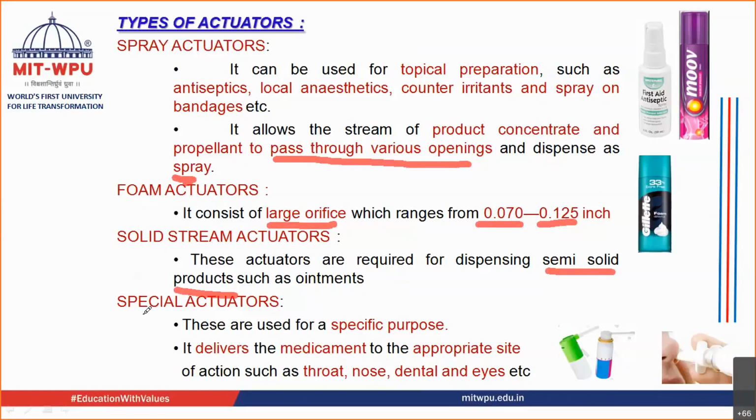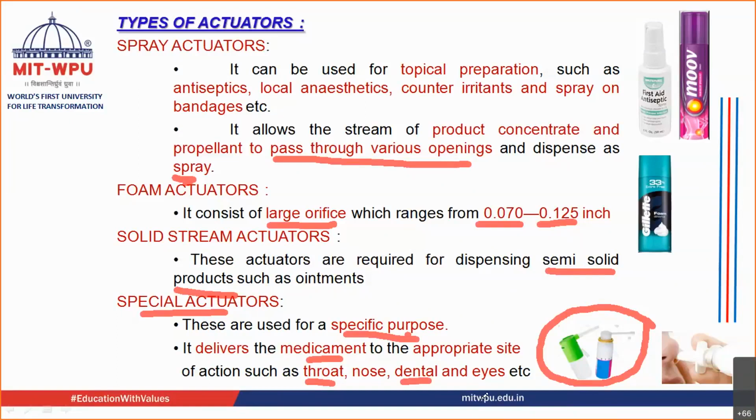Then you have special actuators that I talked about. They are used for a specific purpose. They deliver the medicaments to the appropriate site, that is in case of the throat. So these are the types of actuators. Then dental, you must have seen when dental surgeries, root canal, etc., are carried out, then the doctor uses a special kind of spray in order to clean that surface, or in order to give local anesthetic to your dental cavity, isn't it?